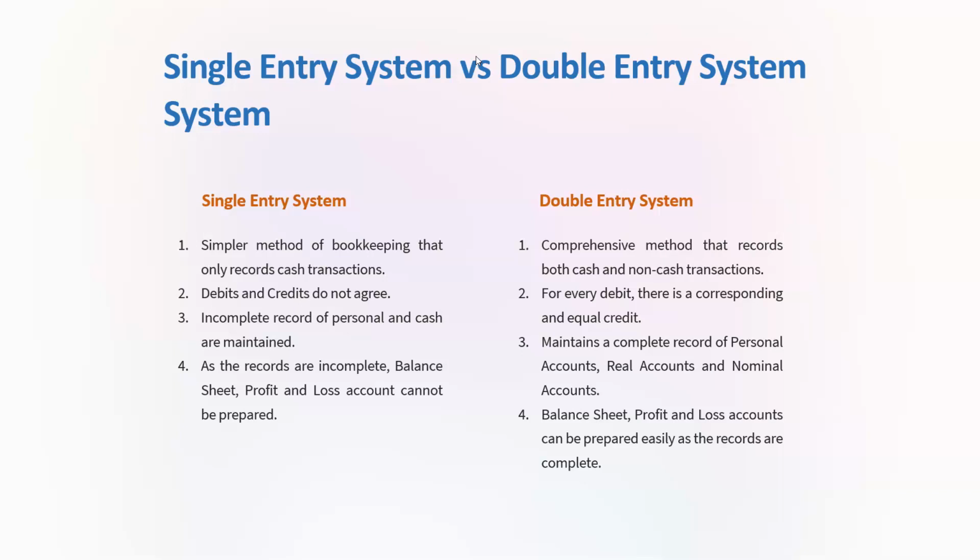In the single entry system, as the records are incomplete, the final accounts, the profit and loss account and the balance sheet, cannot be prepared. Whereas since the double entry system has all the transactions recorded, it's very easy to prepare the final accounts. So this is the difference.